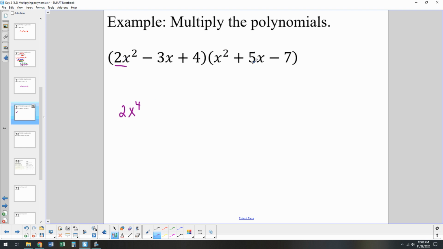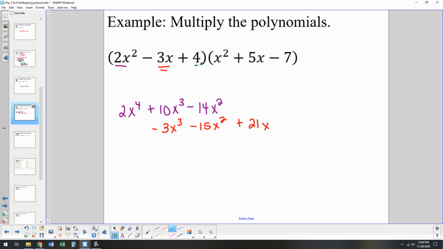2x squared times 5x, 2 times 5 is 10. X squared times x is x to the 3rd. 2x squared times negative 7, so 2 times negative 7 is negative 14x squared. Now I'm going to take the 3x and distribute it to all 3 parts. So negative 3x times x squared is negative 3x to the 3rd. Negative 3x times 5x is negative 15x squared. And negative 3x times negative 7 is plus 21x.